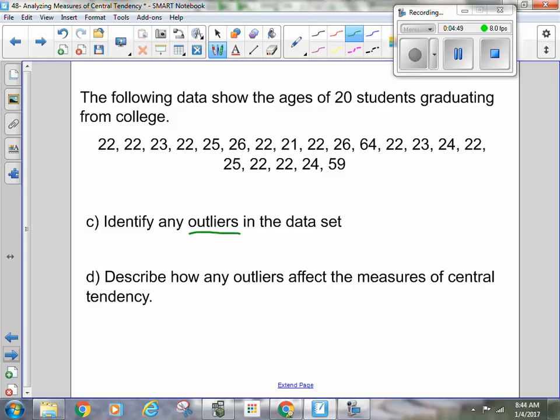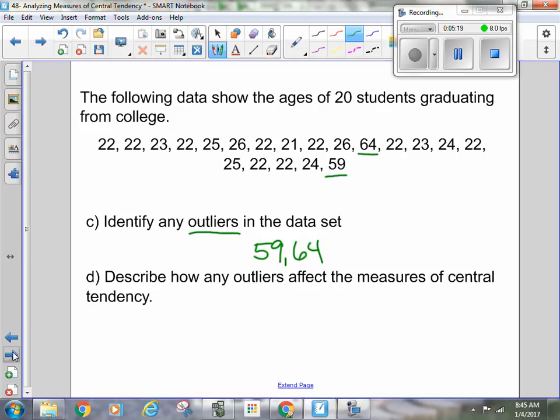So if we look through here, look for the biggest numbers, and we see 64 and 59. Do we have any numbers that are really small compared to the rest of them? 21 is the smallest, but it's not that far away from the rest of the data because we have 22s. So my two outliers then are going to be 59 and 64. Okay, describe how any outliers affect the measures of central tendency.